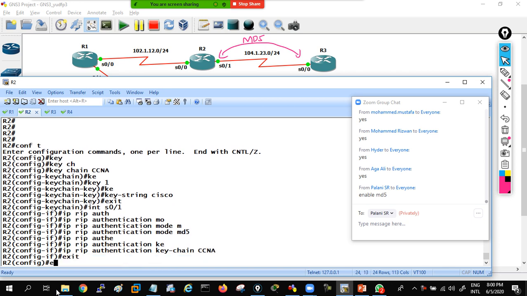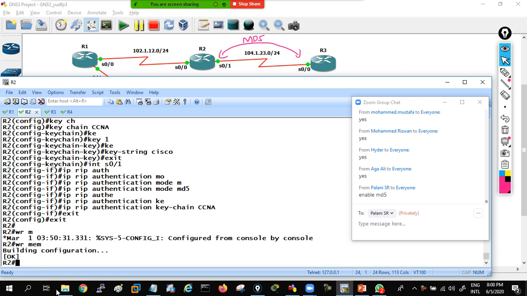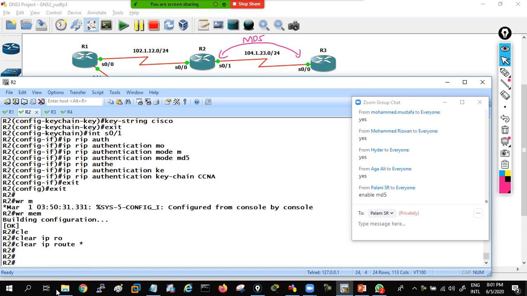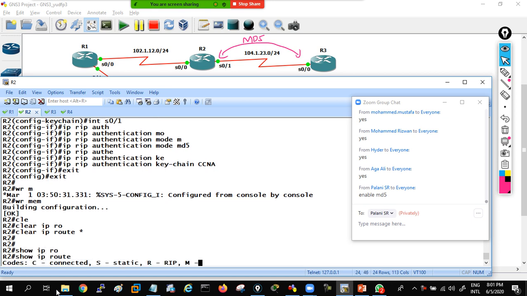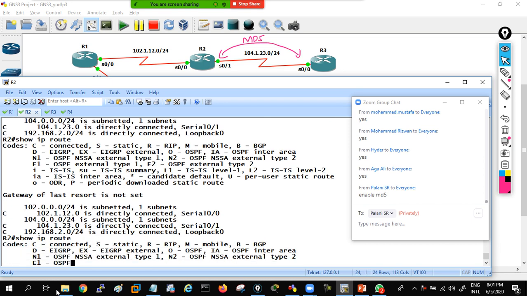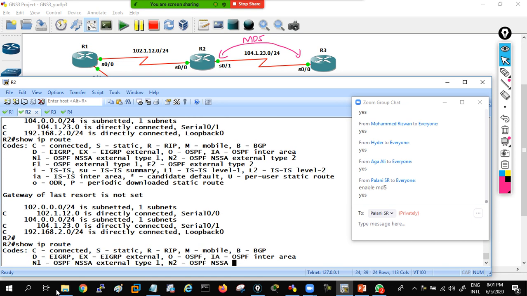Now what will happen, guys? Now clear the routing table. Clear ip route *. Now you cannot receive any routes from router 3, right? Everybody agree? Okay, just wait. You are not able to see any routes.